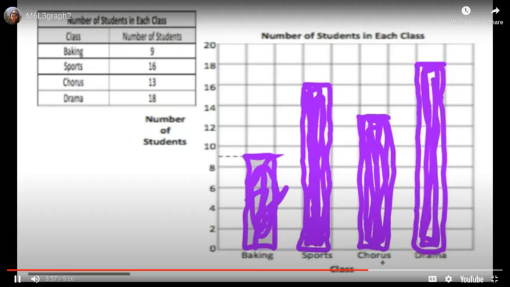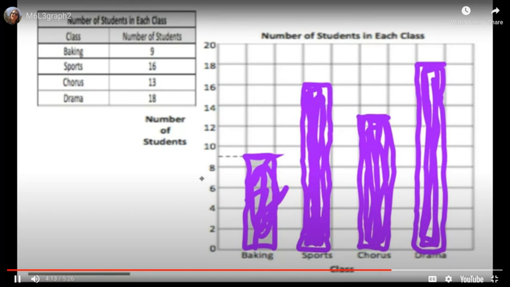So now I can take a look at baking. I had 9 students in the baking class. I had 16 students in my sports class. I have 13 students in my chorus class. And I have 18 students in my drama class.